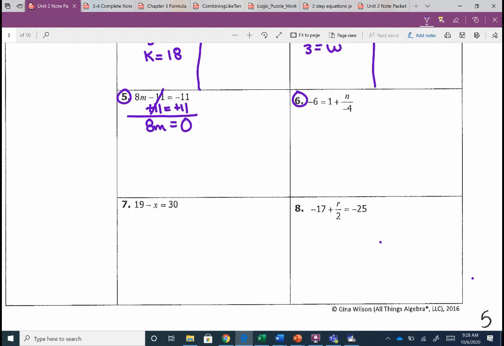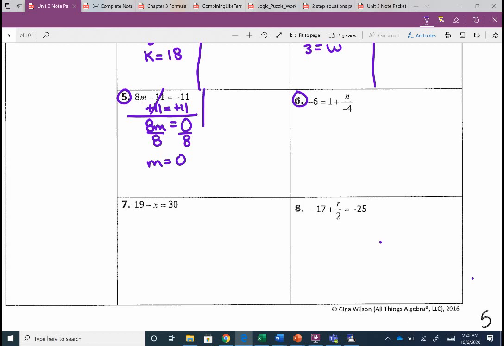We still have to finish off. The m is not completely by itself. So 8 times m, to undo the multiplication, we have to divide. Now some people say, hey, wait, Miss Scully, we can't divide by 0. You're right, we can't divide by 0, so it's a good thing that I'm dividing by 8. This is 0 divided by 8. If you need to double check it in the calculator, you can. We should get 0.